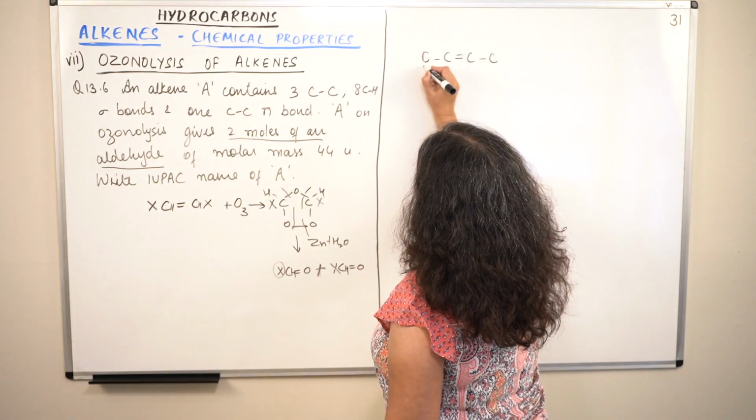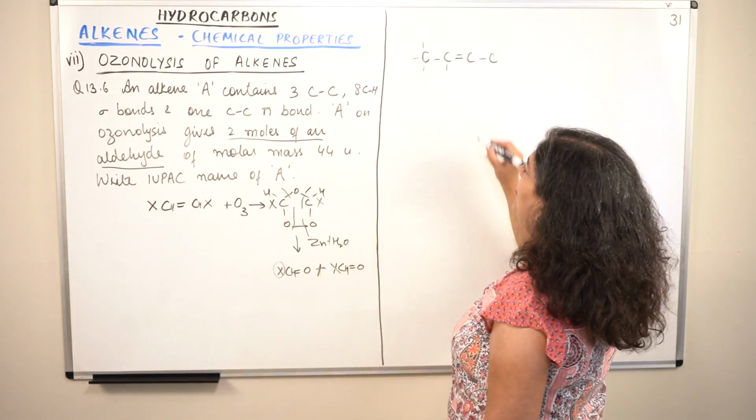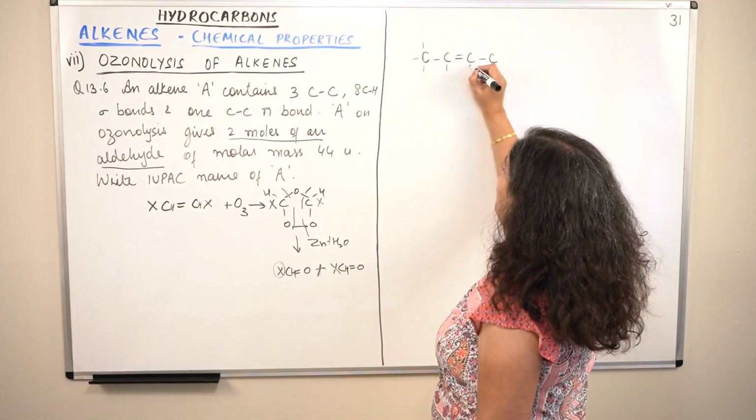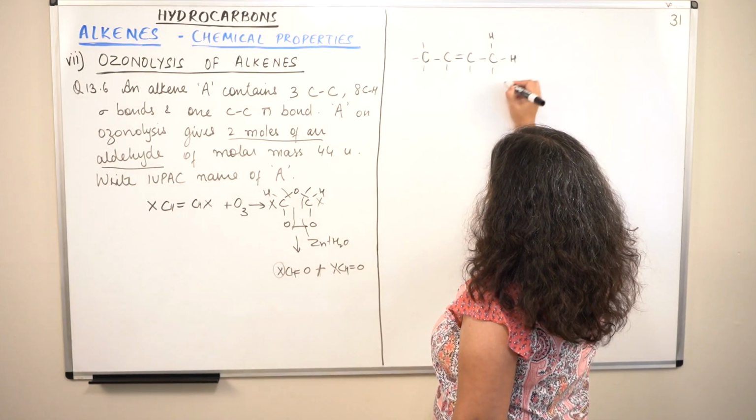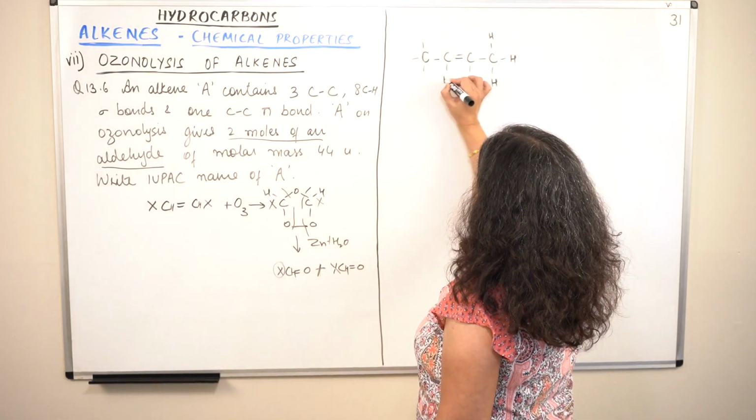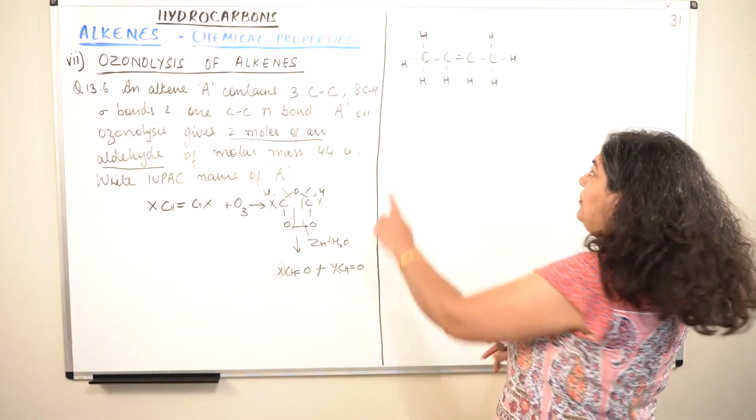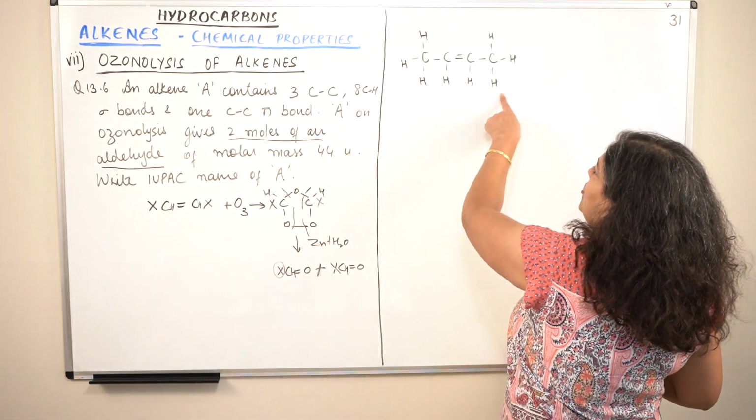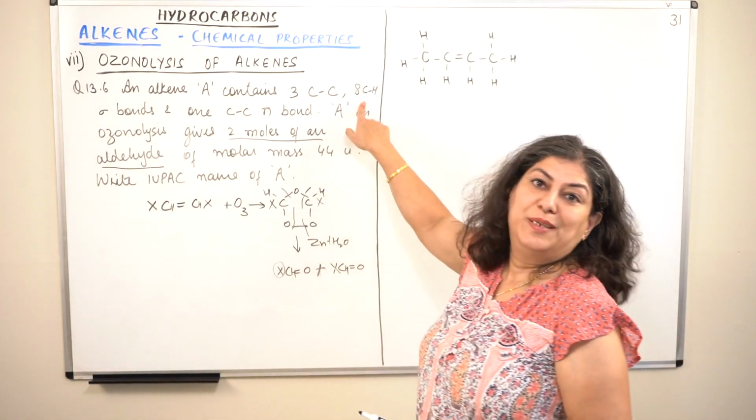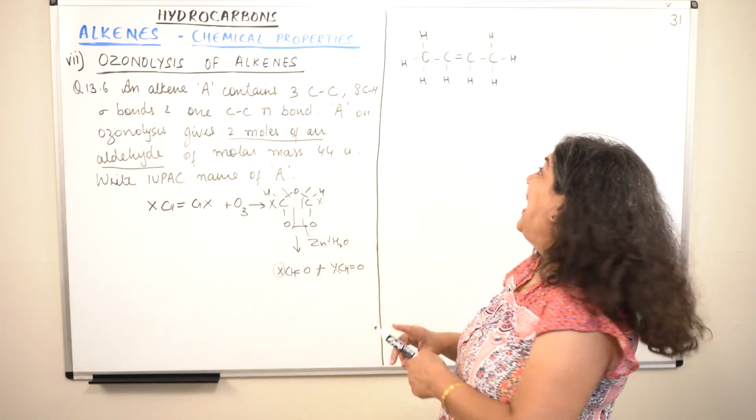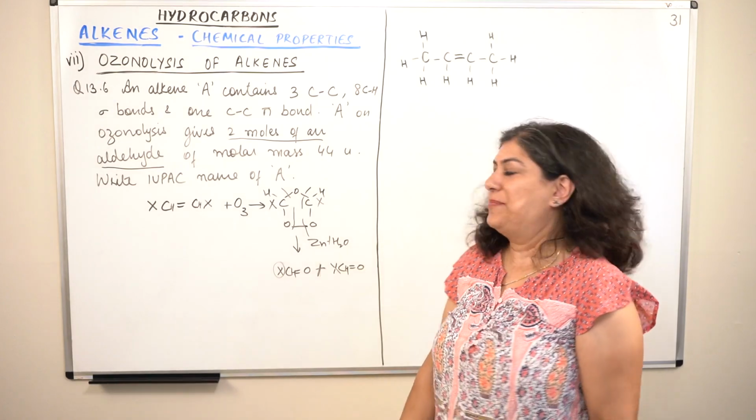This will have 3 hydrogens, 1, 2, 3. This is forming 3 bonds, so it will have 1 hydrogen, forming 3 bonds, so it will have 1 hydrogen, and this will also have 3 hydrogens. Count the hydrogens. 1, 2, 3, 4. 1, 2, 3, 4. How many hydrogens are there? 8 carbon-hydrogen bonds. And now let us carry out the ozonolysis of this compound.